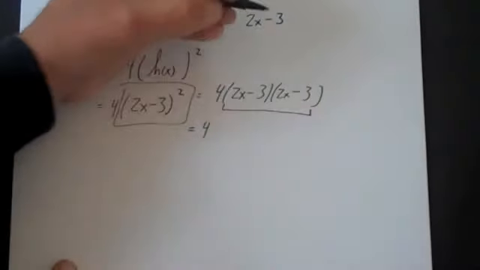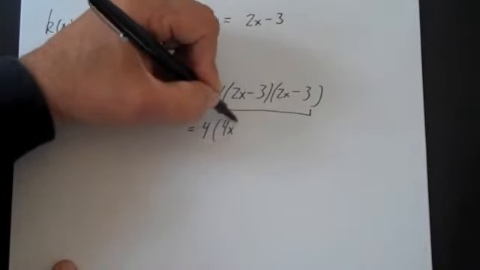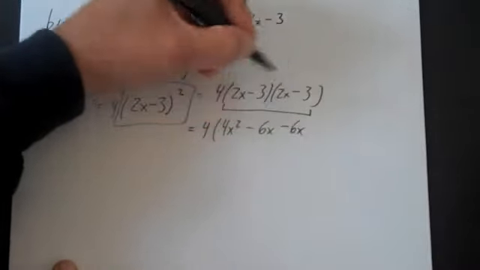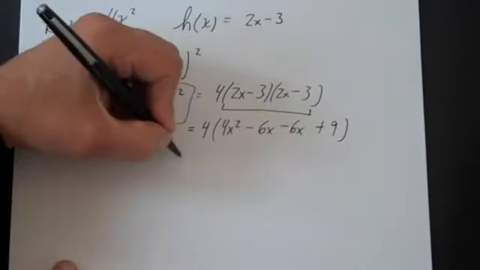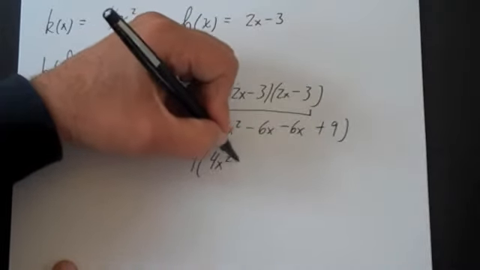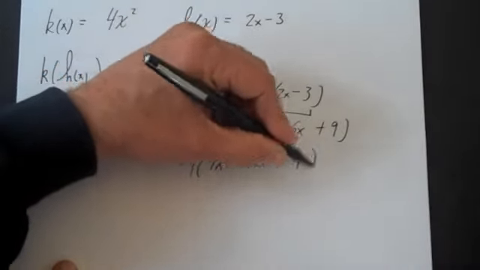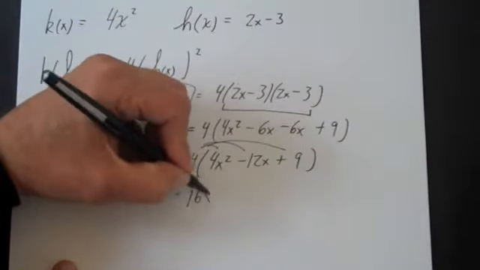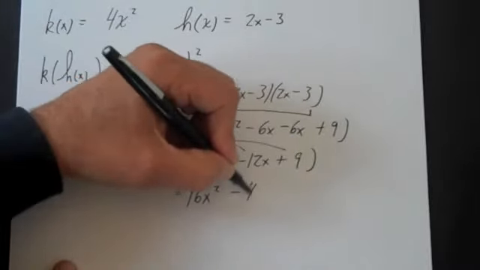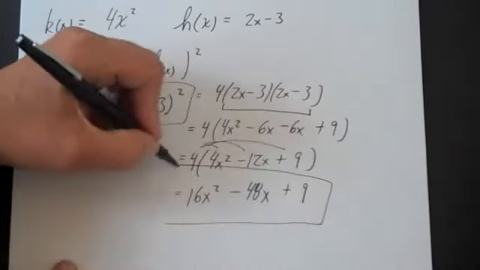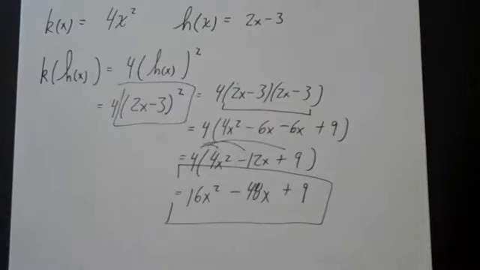I'm going to FOIL this, and that's going to be 4x squared minus 6x plus 9. And I'm going to combine like terms, so I have 4x squared minus 12x plus 9. And then lastly, I'm going to distribute the 4. Then you have 16x squared minus 48x plus 9. Now that's how you do composition.